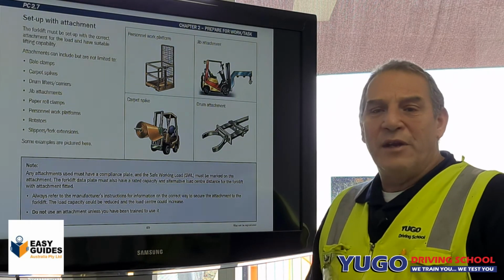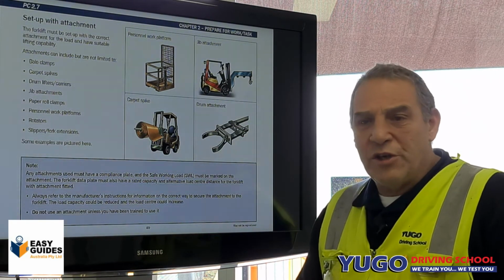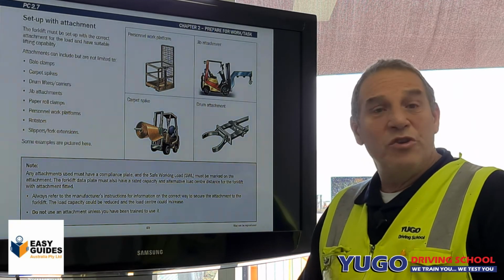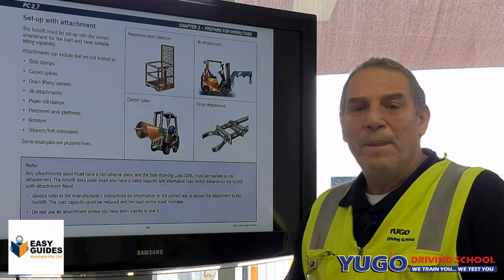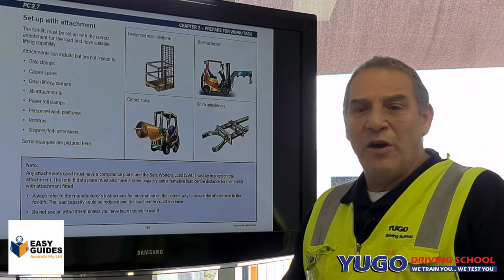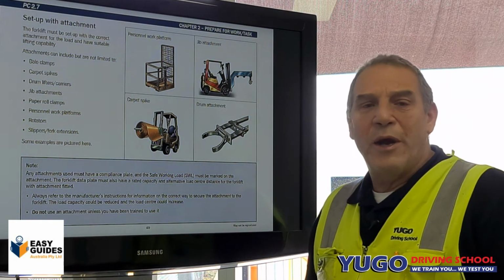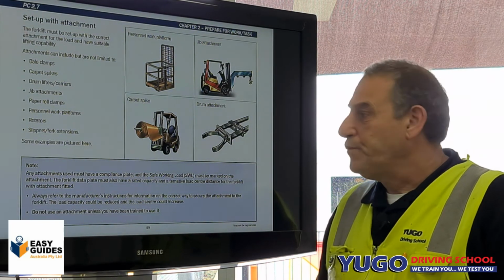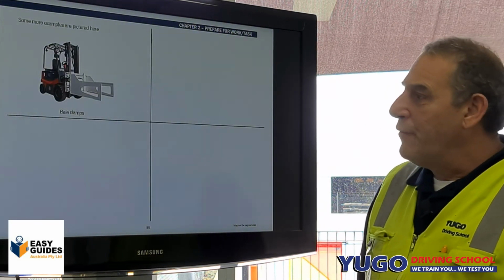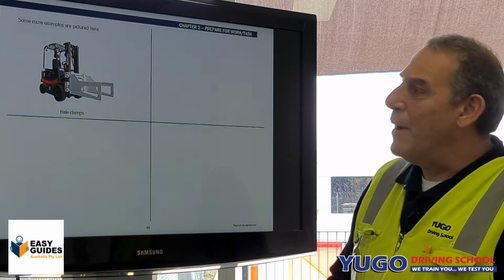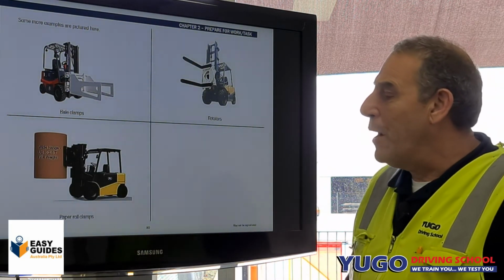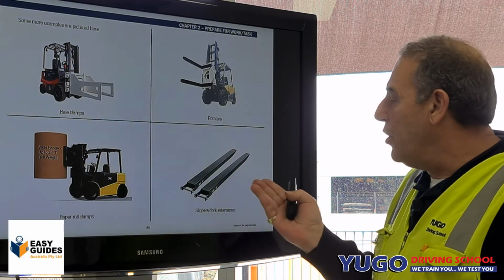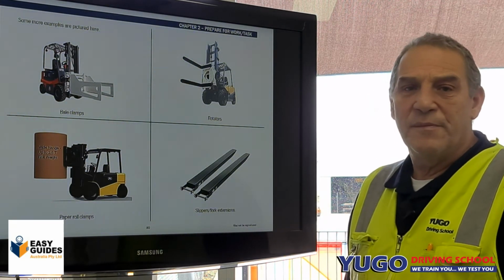You're adding the weight of the attachment, you'll be changing your load center distance. Generally, your load center distance will become longer. So if your load distance is longer, you can carry less weight with the forklift. There are different other attachments you can have. There's your bale clamp, you've got your rotators, you've got your paper roll clamps, and you've got your extensions, slippers.